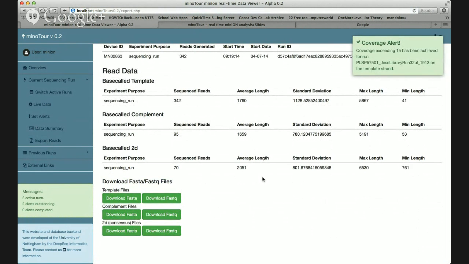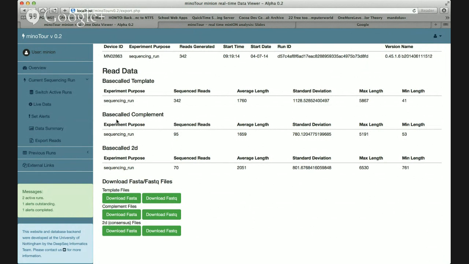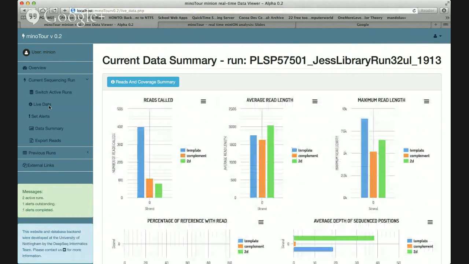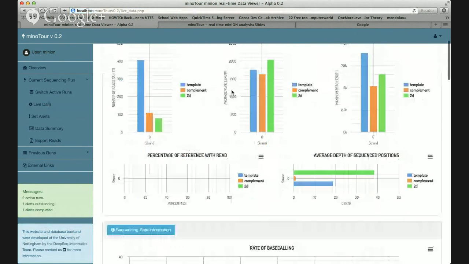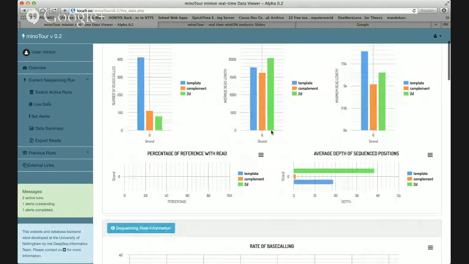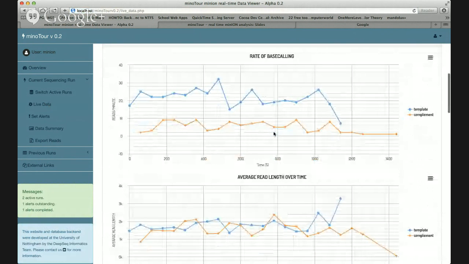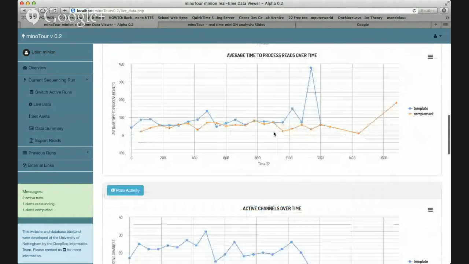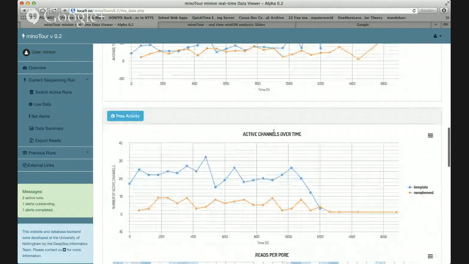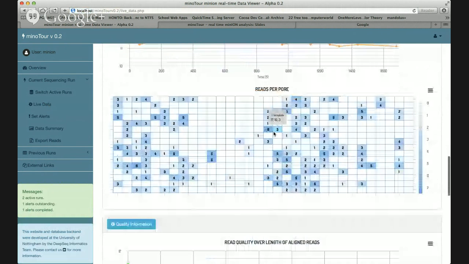And you can see in the top right-hand corner here, we've just got an alert that you've got coverage exceeding 15x on the template strand. So that's good. If that was all you wanted, you could run off now and wash your flow cell and start loading something else. And if we come back to the live data, you can see that's being reflected here. It's quite fun to look at the data this way. It's quite informative. You can pick up issues as they're happening. You can see whether you're getting alignments or not. You can see whether your library's okay.